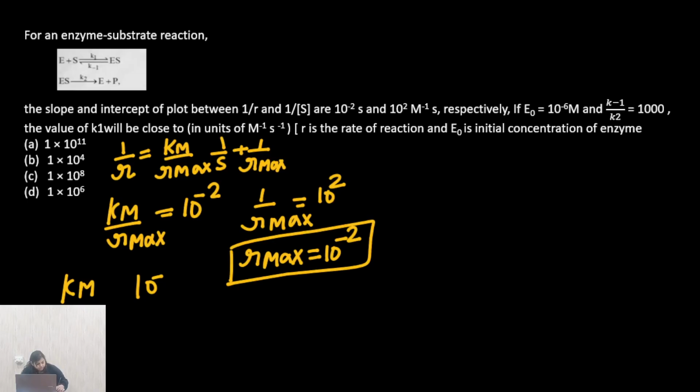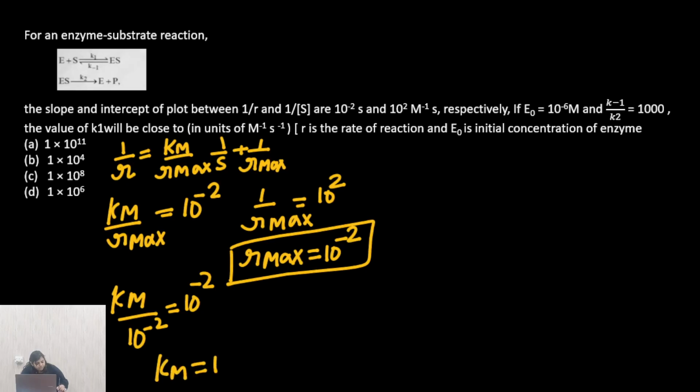this is not visible I guess. So it becomes Km upon 10 to the power of minus 2. This is equal to 10 to the power of minus 2, which means the Km value is 10 to the power of minus 4. This is what we are getting.